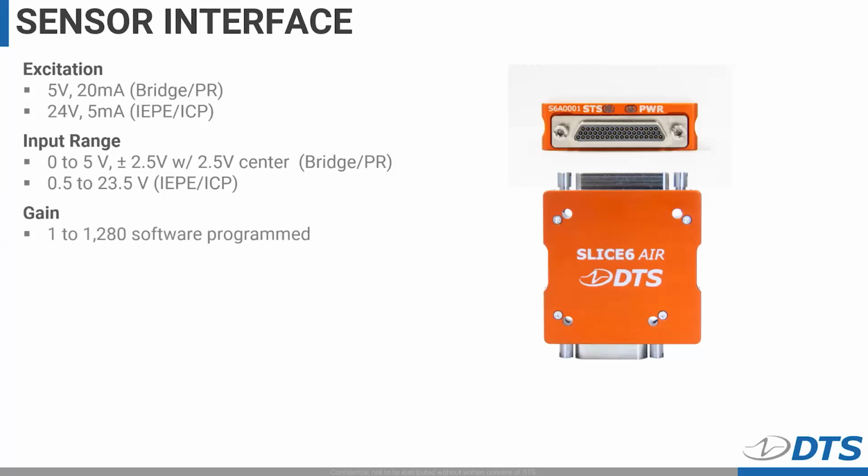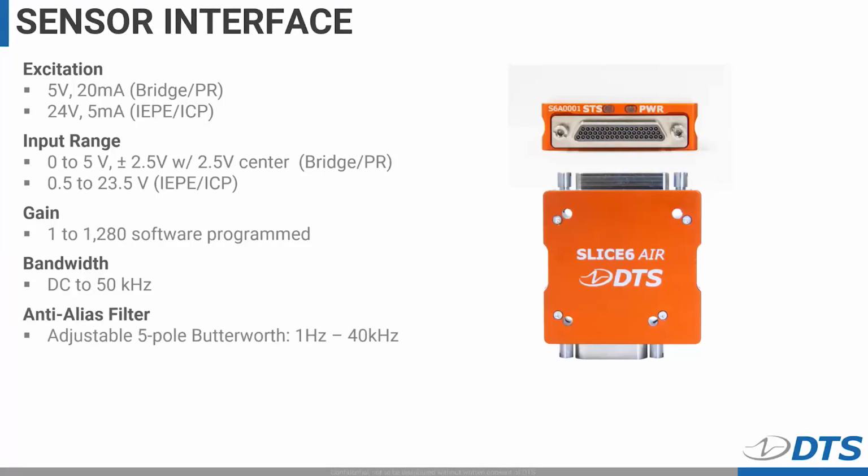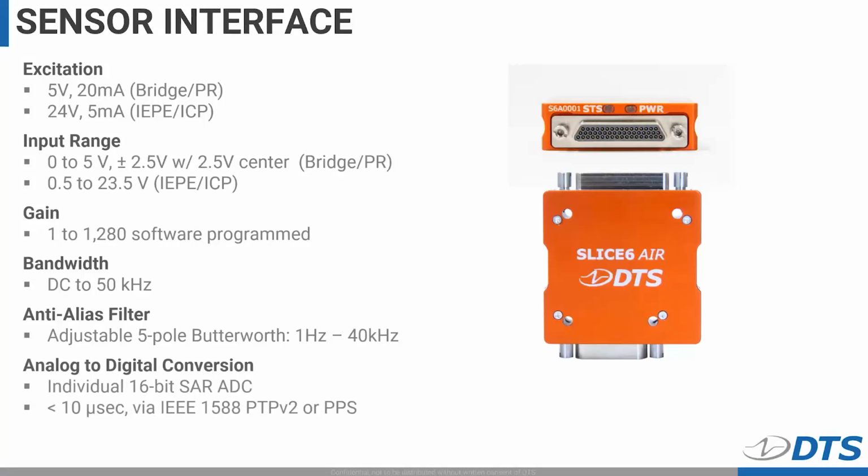The system also has programmable and adjustable gains. So we can go as high as 1280. Bandwidth is up to 50 kilohertz. We've also added an adjustable 5-pole Butterworth filter up to 40 kilohertz. And each of the 6 channels has its own individual 16-bit ADC. Sample to sample accuracy is less than 10 microseconds via 1588 time source.